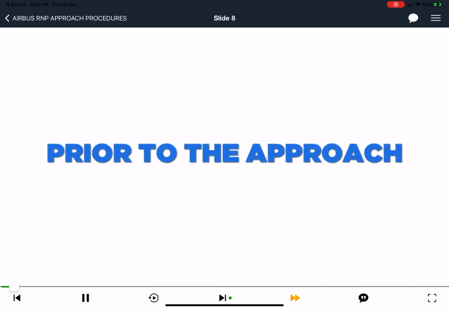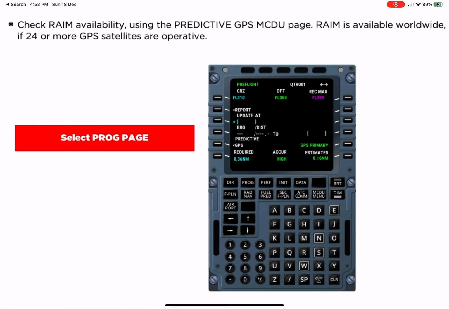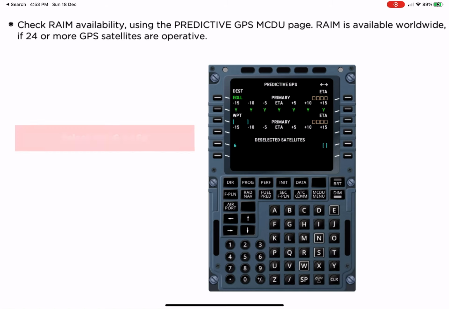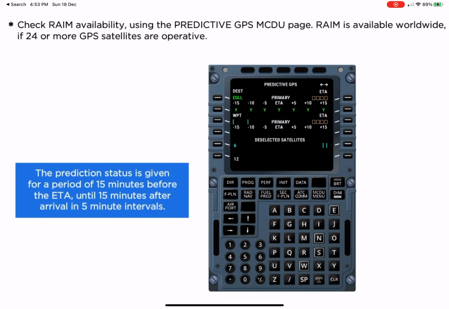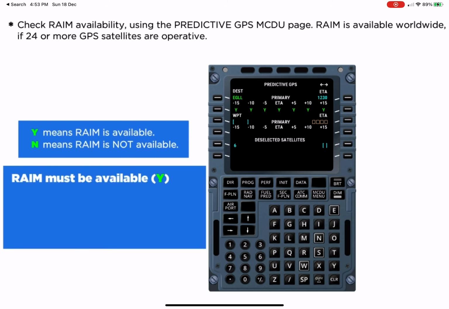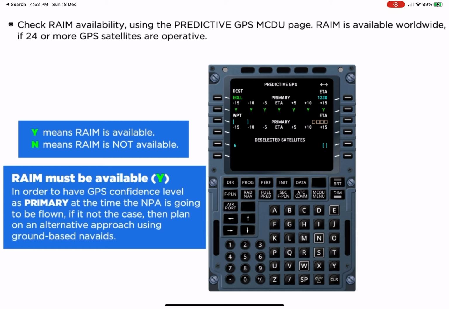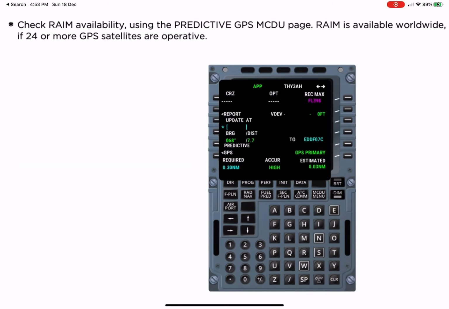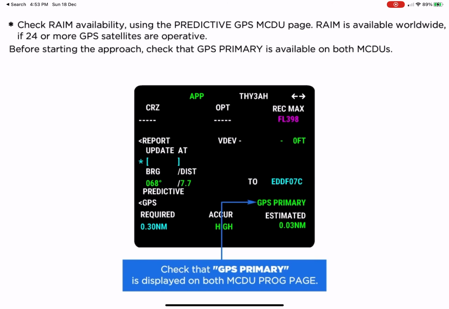Prior to the approach, check RAIM availability using the Predictive GPS MCDU page. RAIM is available worldwide if 24 or more GPS satellites are operative. The prediction status is given for a period of 15 minutes before the ETA until 15 minutes after arrival, in 5-minute intervals. RAIM must be available in order to have GPS as primary at the time the NPA is going to be flown. If this is not the case, then plan on an alternative approach using ground-based navaids. Before starting the approach, check that GPS PRIMARY is available on both MCDUs.